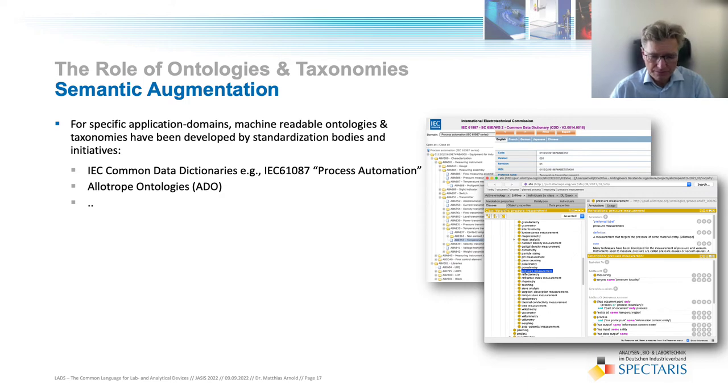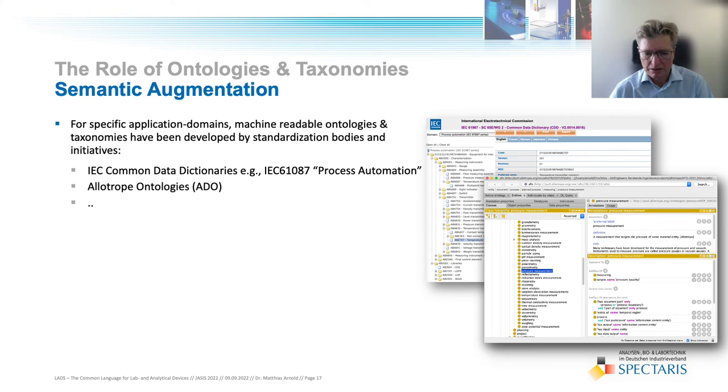and initiatives. The IEC Common Data Dictionaries or ontologies by the Allotrope Foundation are two prominent examples in our domain. In the IEC Common Data Dictionaries for process automation, definitions for items like sensors, sensor technologies, units, closed-loop controllers, or whatever are uniquely defined and organized in hierarchical patterns. The Allotrope ontologies go even further, leveraging semantic web technology for an ontology suite that provides a standard vocabulary and semantic model representing analytical processes in the lab.